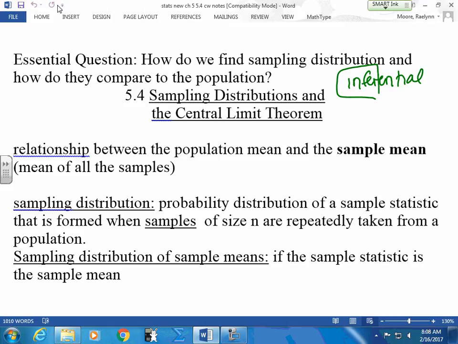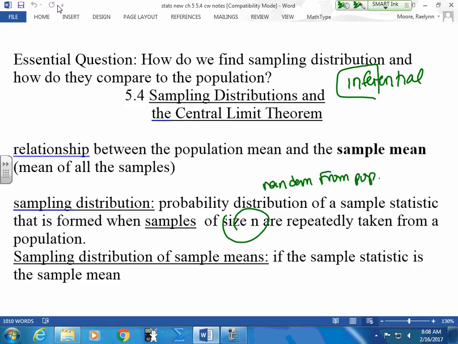The sampling distribution is the probability distribution of the sample statistics that is formed when samples of size n, they have to all be the same size, are repeatedly taken from a population. If the sample statistic is the sample mean, then the distribution is the sampling distribution of the sample means. This is the average of all the means. Every sample statistic has a sampling distribution. A little tough to get this concept. So I'm looking for this. All these samples of the same size, taken at random, they all have to be done at random from my population.